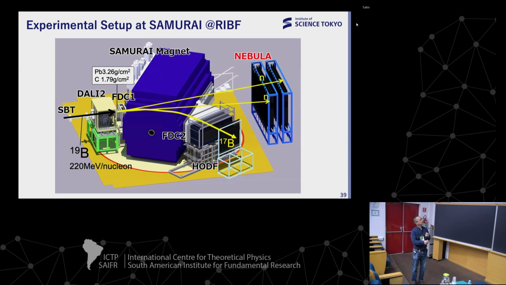Okay, and then after excitation, it breaks up into boron-17 and 2 neutrons. So boron-17 was bent by a dipole magnet. We have now big drift chambers, 2 drift chambers and a hodoscope, and the 2 neutrons are just going into NEBULA, a new neutron detector based on plastic scintillators, okay, like this. So we used a similar technique to distinguish 2 neutrons.